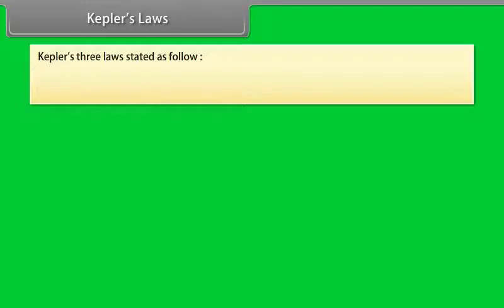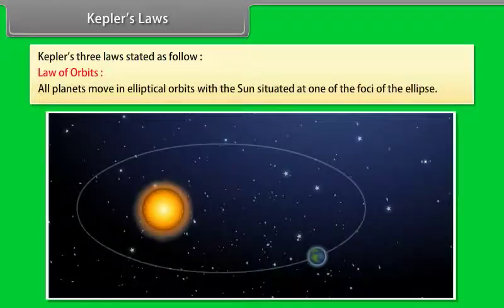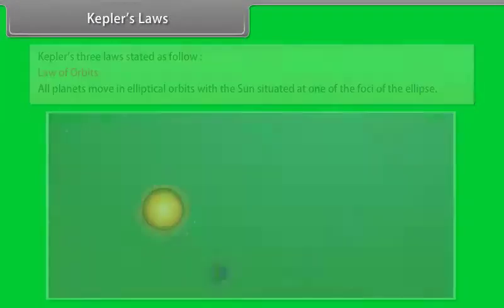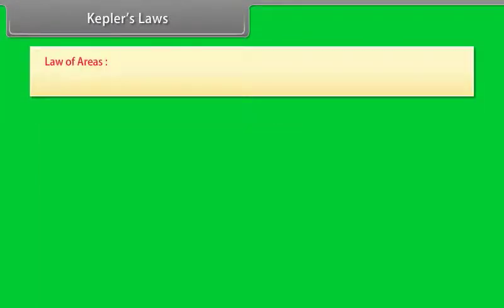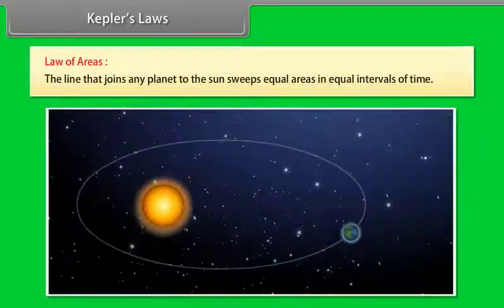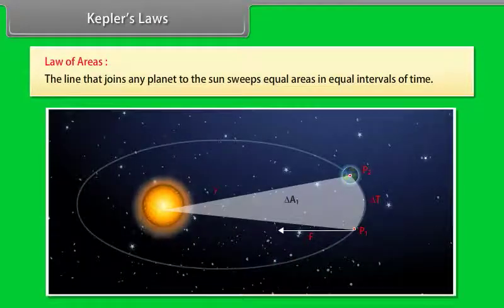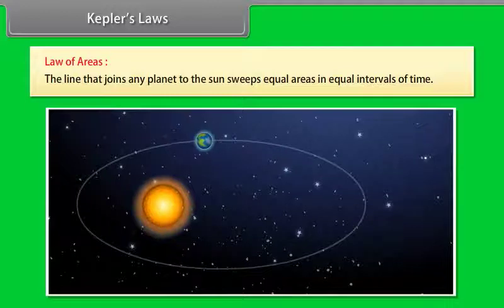Kepler's law. Kepler gives three laws. They are stated as: Law of orbit. All planets move in elliptical orbits with the Sun situated at one of the foci of the ellipse. Law of areas. The line that joins any planet to the Sun sweeps equal areas in equal intervals of time.